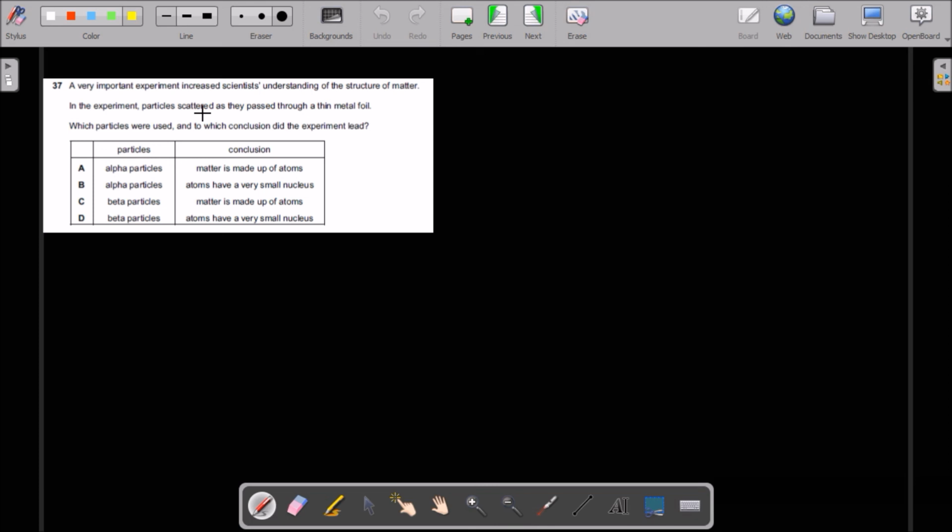So that's why between A and B, you should choose one of them. And one of the results of alpha scattering experiment is atoms have a very small nucleus and the most space of the atom is empty. That's why B will be right. Question 37, B will be right.